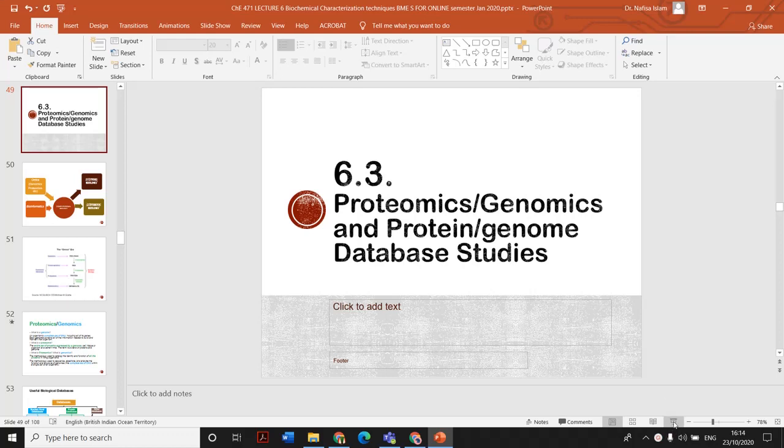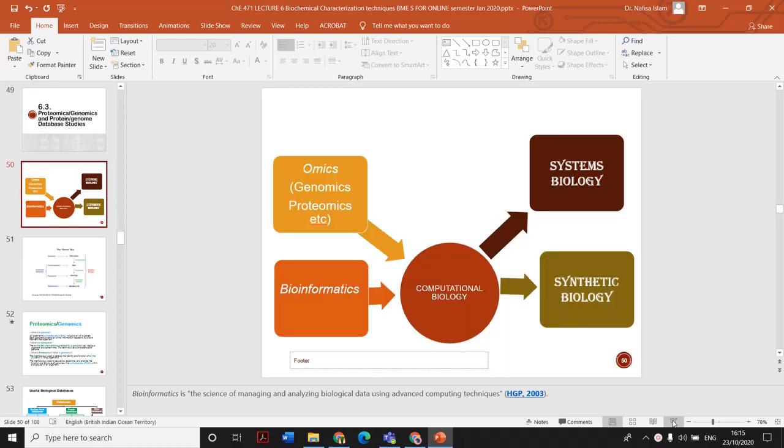So now we come to the last part of our series of biochemical characterization techniques, and we're going to talk about things which are related to both biochemistry and also databases and computational techniques and so on and so forth. So in this era, we are now in a position where we have so much data and so much ability to store the data that we can easily combine computational techniques and biochemistry.